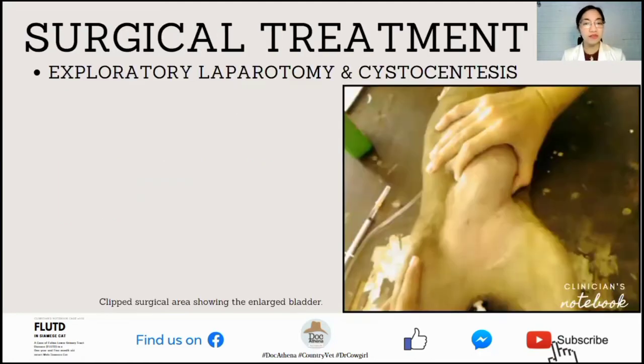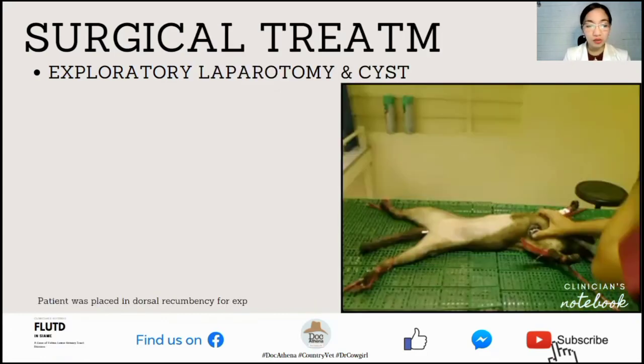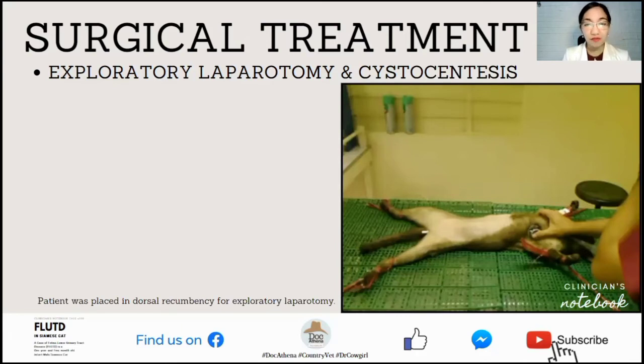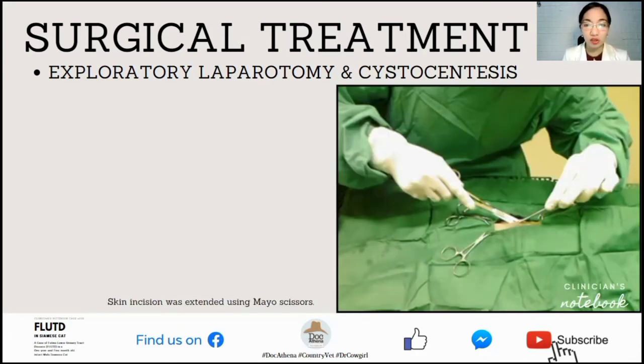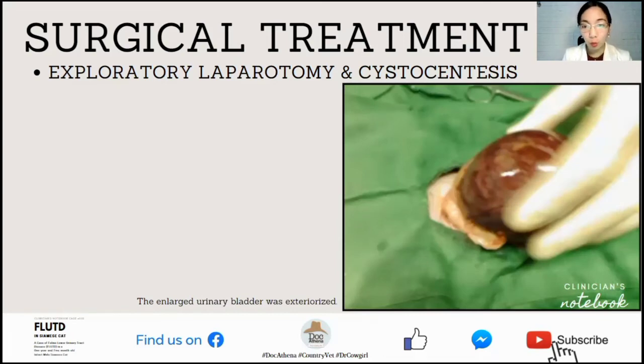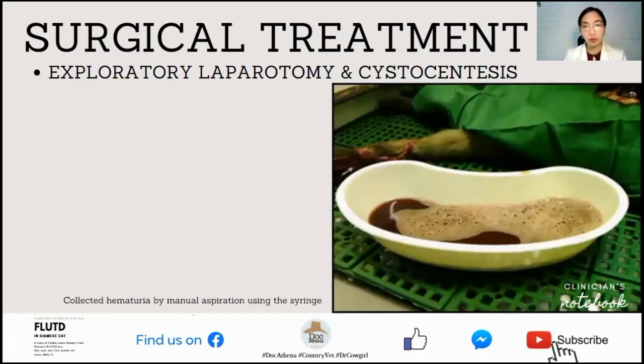With that in mind, the attending veterinarian suggested surgical treatment, which the owners agreed to. So, exploratory laparotomy was done. The photo here presents the clipped surgical area showing the enlarged urinary bladder. The patient was placed on dorsal recumbency. The skin incision was made and it was extended using Mayo scissors since exploratory laparotomy was being performed. Here, the enlarged urinary bladder was exteriorized. The photo shows the collected hematuria by manual aspiration using a syringe.